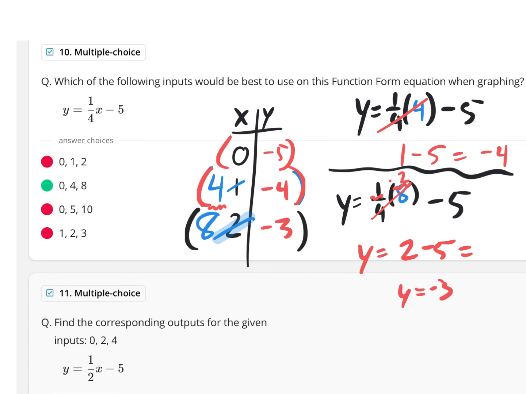So keep in mind, whenever you do have a fraction in front of x, since you are multiplying a fraction times x, let's use that denominator as x. That way it'll cancel out the fraction. So 0 always works, 4, which in this case is the denominator, and 8, which is the denominator but doubled. That's a great option. Let's move on.